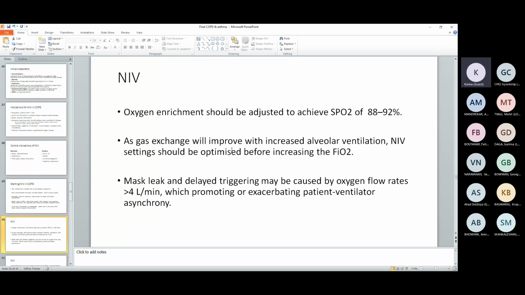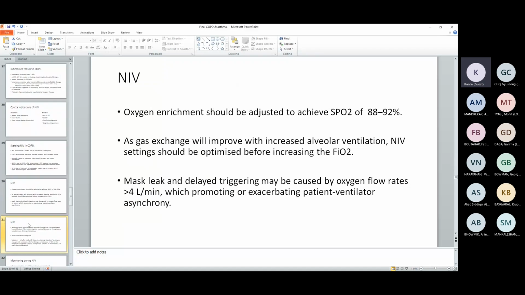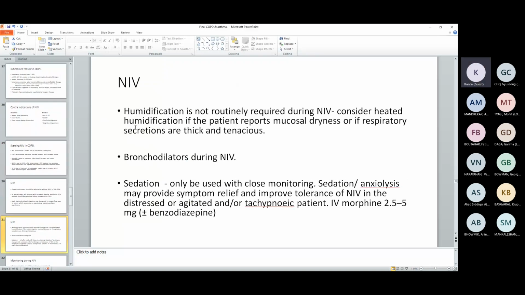So if we need to adjust the NIV settings, we should go for the pressure setting before going to the FiO2 setting. And there is a risk of mask leak and delayed triggering if we are using a high flow rate of oxygen. That can cause patient-ventilator dyssynchrony. Humidification is not routinely used with NIV, but if the patient is complaining of mucosal drying or there are thick secretions, then we should consider heated humidification with the NIV.